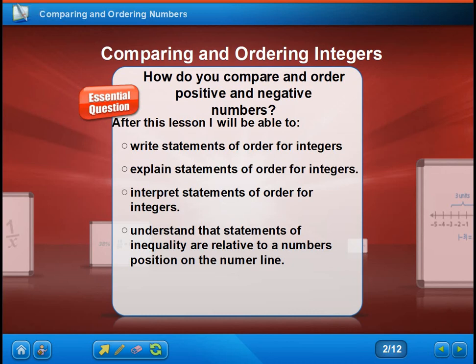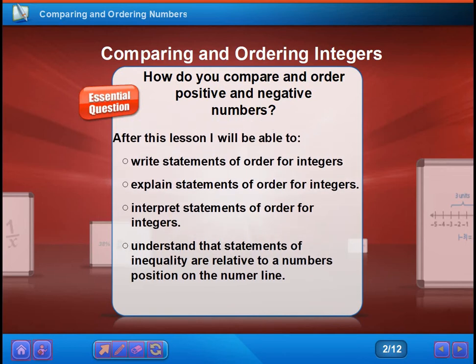All right, so in this lesson, we are going to talk about comparing and ordering integers. The essential question for today's lesson is, how do you compare and order positive and negative numbers? And then the objectives for this lesson: after this lesson, I will be able to write statements of order for integers, explain statements of order for integers, interpret statements of order for integers, and understand that statements of inequality are relative to a number's position on the number line.